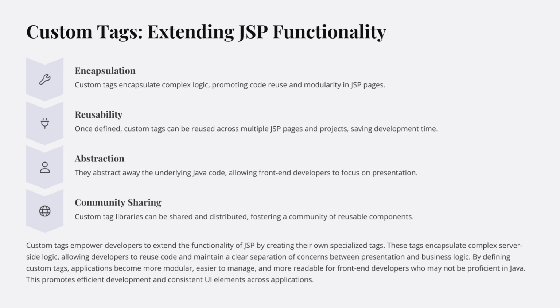The another one is reusability. The reusability of code again and again without rewriting it multiple times. The other one is abstraction. The abstraction is nothing but they abstract away the underlying Java code, allowing front-end developers to focus only on presentation. And lastly is community sharing. Custom tag libraries can be shared and distributed, fostering a community for reusable components.